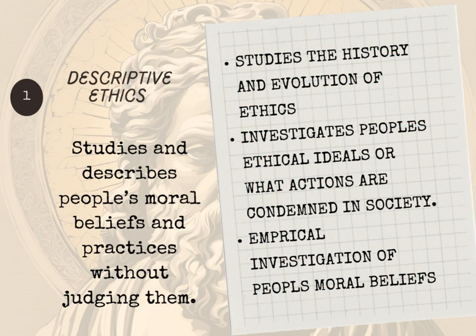चलिए let's start with the first one, that is descriptive ethics. So descriptive ethics studies the history and evolution of ethics. So it keeps a record of certain taboos, customs और convention. जैसे कि अगर आप example लेते हैं, जो family है, marriages है, तो कैसे start हुआ. Similarly, it also investigates people ethical ideas or what actions are condemned in the society.